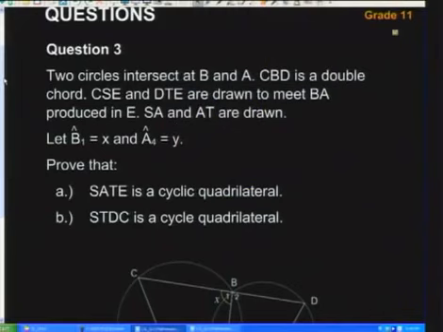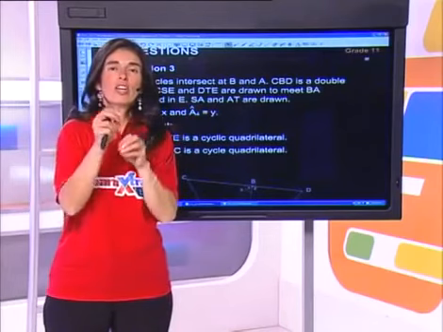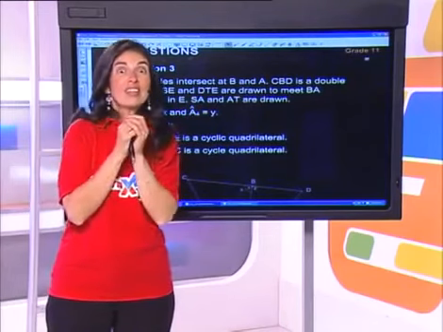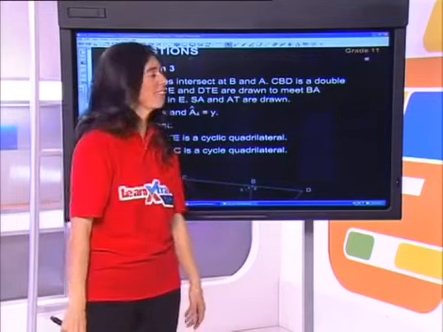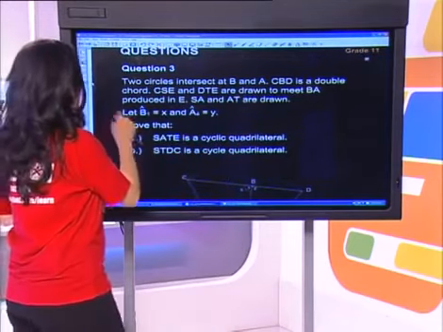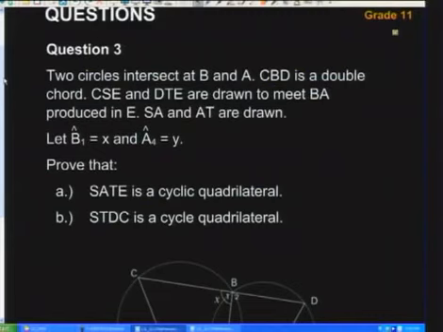Two circles intersect at B and A. CBD is a double chord. CSE and DTE are drawn to meet BA produced in E, and SA and AT are drawn. So all that information there is just a position for us where each of the points are, where each of the lines are, and it's not given us anything interesting. There's no center, there's no diameter, there's nothing to work with. There's just lines, okay? Then they've also given us that B1 is X and A4 is equal to Y, and we need to prove that this shape is actually a cyclic quad.